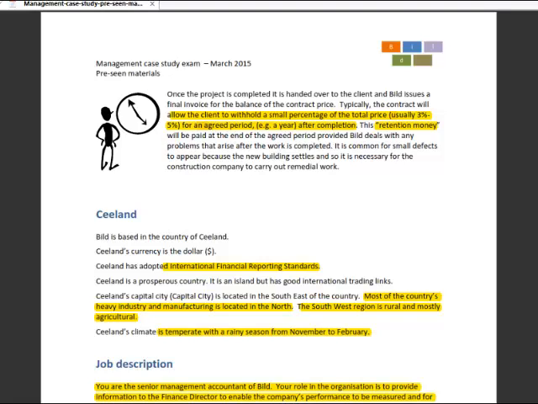Once the project's completed, it's handed over to the client and a final invoice for the balance of the contract price is issued, and there's some retention money, 3 to 5% of the total price, so it's not insubstantial. It's often held for an agreed period, perhaps 1 year after completion, to deal with small defects that appear as the building settles down and the construction company is required to carry out remedial work. So I would suspect that's the same for all contractors.